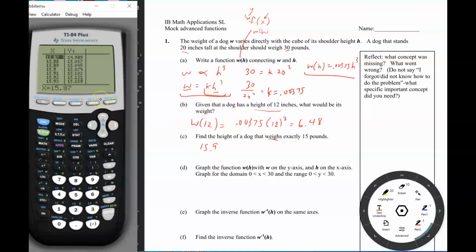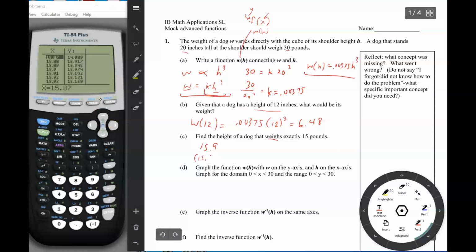Looks like 15.88 is even closer. So if we wanted one more digit, we could write 15.88. Okay. Not sure if it's 15.87 or 15.88. Let me think. No, 15.87 is actually closer. Okay.